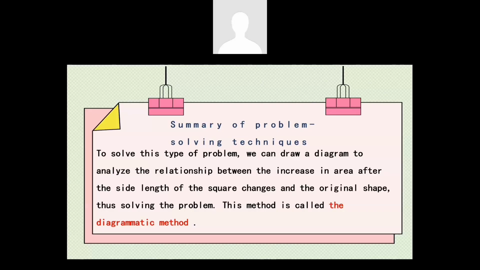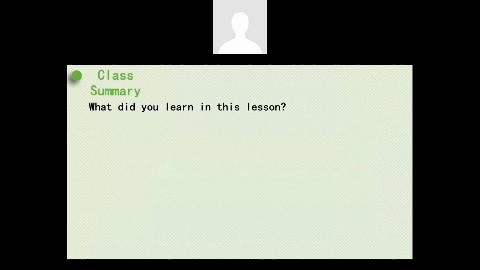Okay, the summary of the problem solving technique is on the screen. To solve this type of problem, we can draw a diagram to analyze the relationship between the change in area after the side length of the square changes and the original shape. This method is called the diagrammatic method.